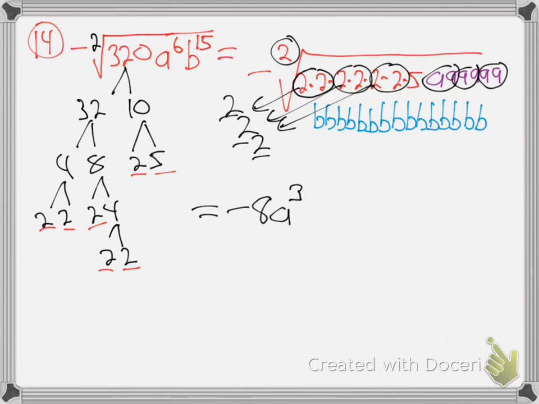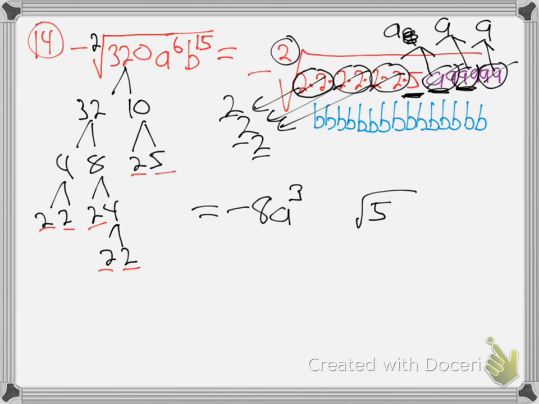A cubed, because 1 from this A, 1 from this A, right? Sends out an A. Sends out an A. That's A. Sends out an A, and they're gone, gone, gone. These are gone, gone, gone. Oh, we're left with a 5. There's a 5 left over inside.